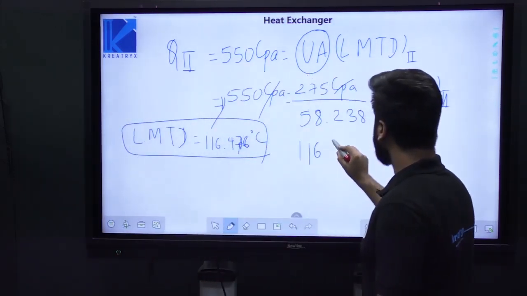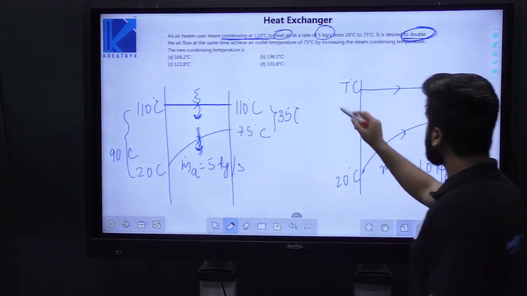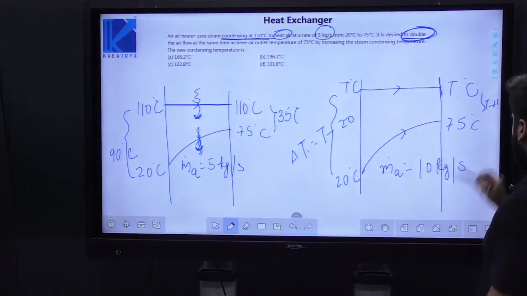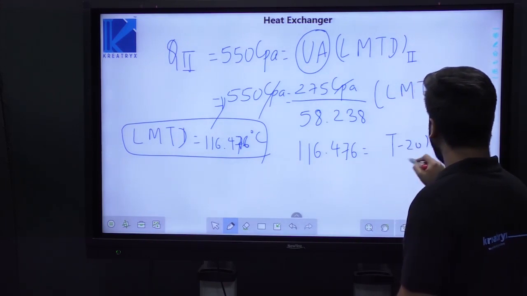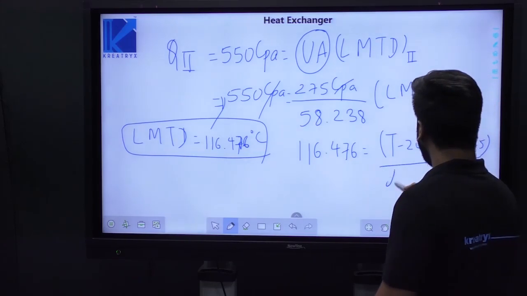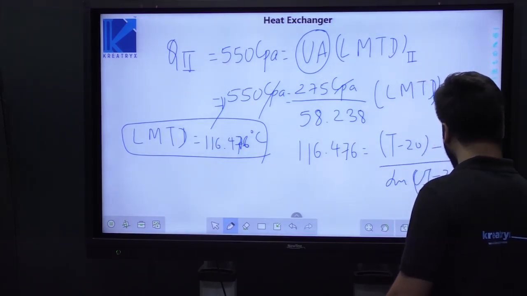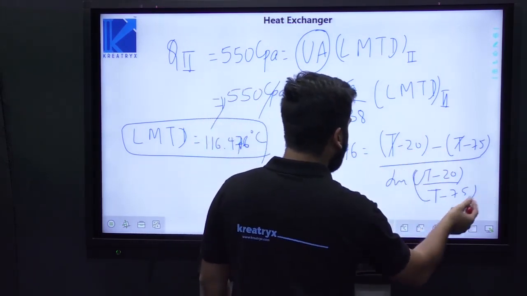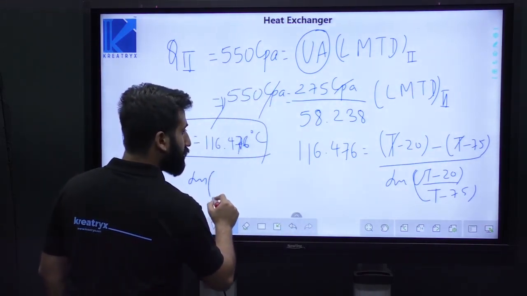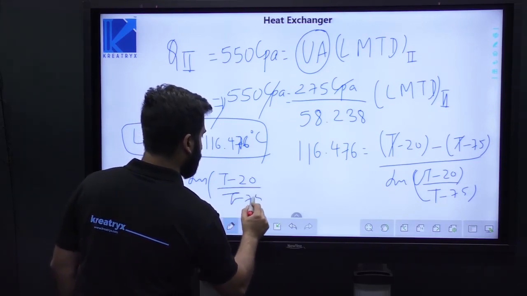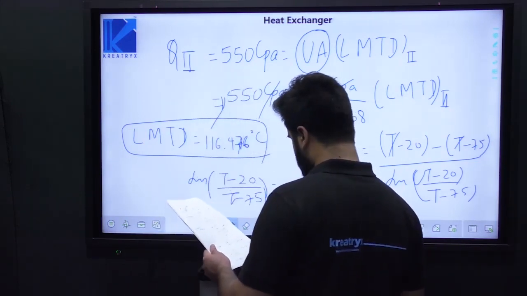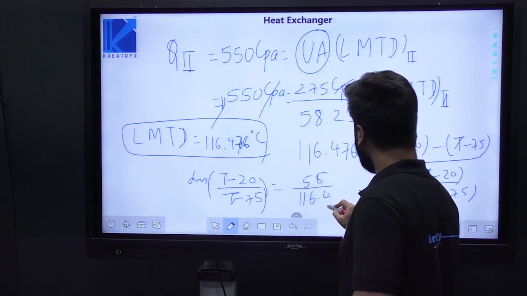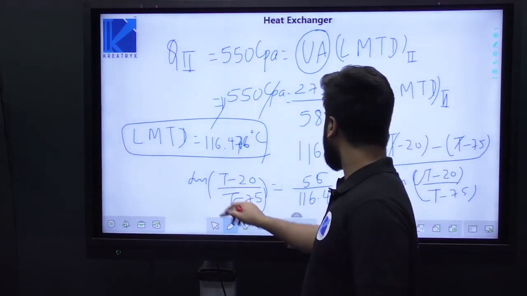So LMTD is 116.476, and in the second case this is delta T1, which is T minus 20, and this will be T minus 75. So this is (T minus 20 minus T minus 75) upon ln (T minus 20 upon T minus 75). This T and T get cancelled out. Okay, so take this ln here and solve it. So ln (T minus 20 upon T minus 75) is equal to, what will be the value? I guess it will be, you can solve it, 55 upon 116.476. Okay, this natural log, this e goes here and you will get some value.